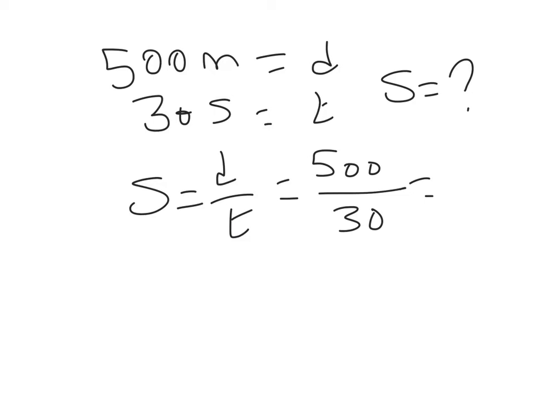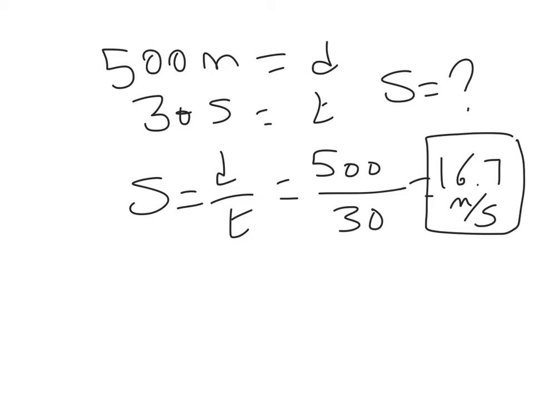We have calculators up here. You can come up and grab it. I'm not solving everything for you. So 500 divided by 30 is 16.66 or 16.7. What is the unit? Meters per second. 16.666 meters per second. All right, so that's number one. Number two.